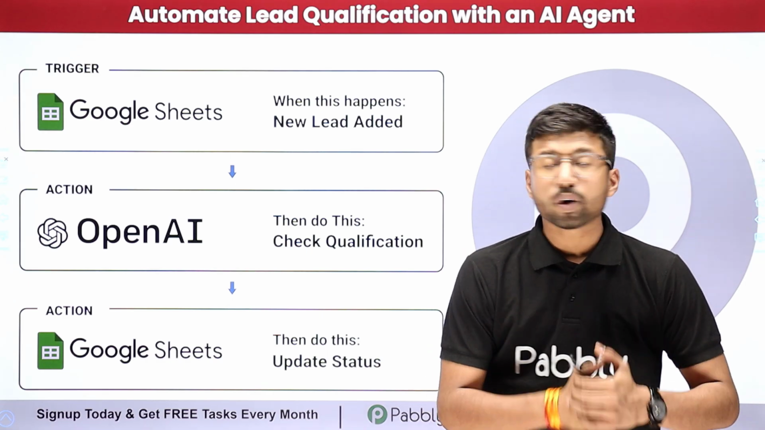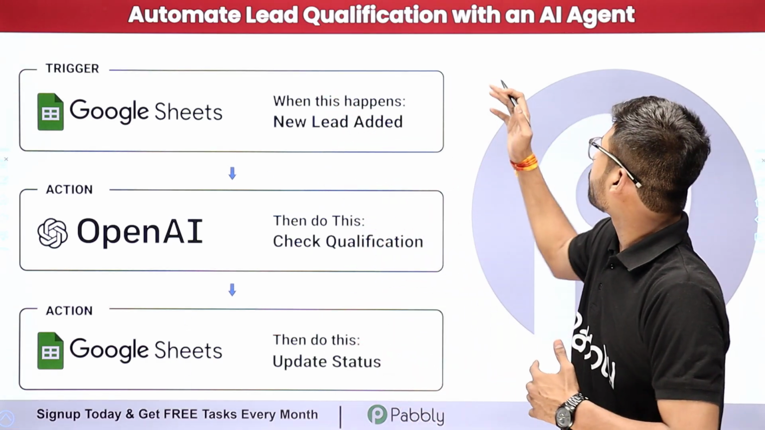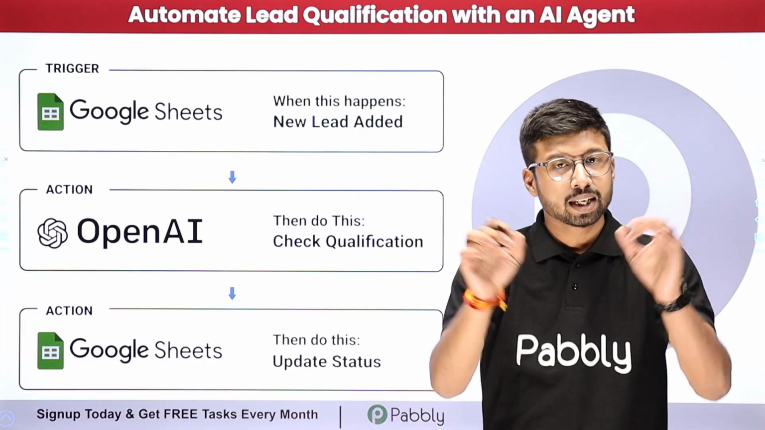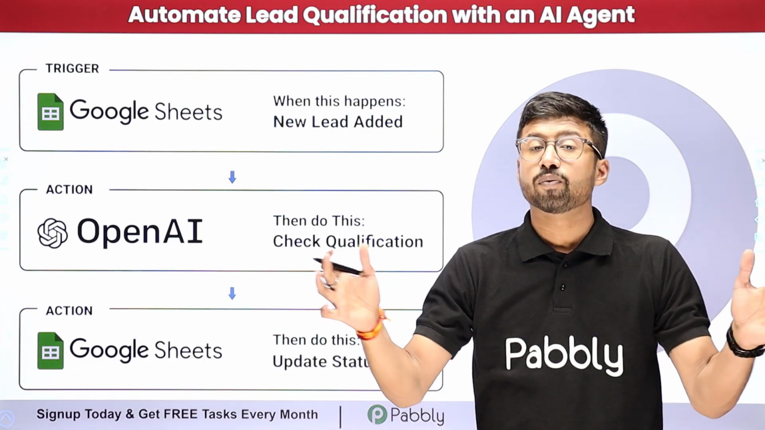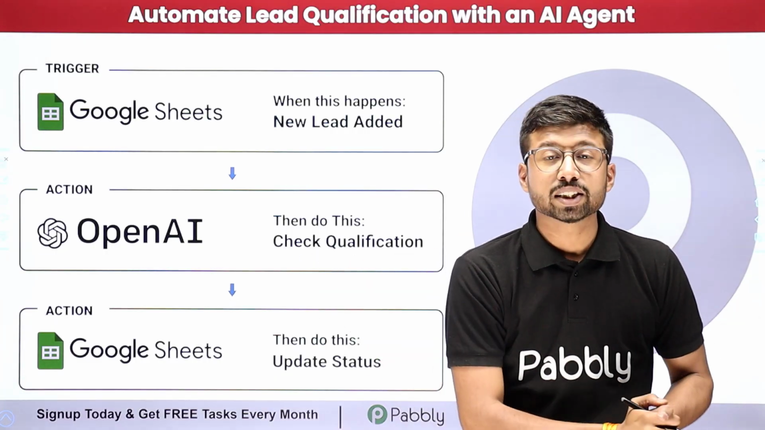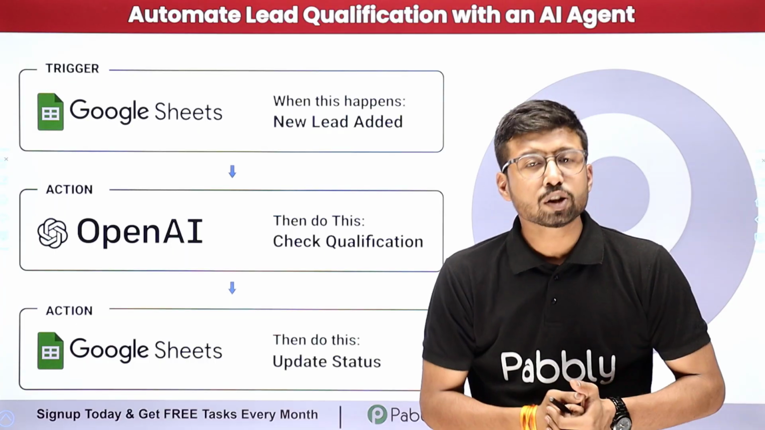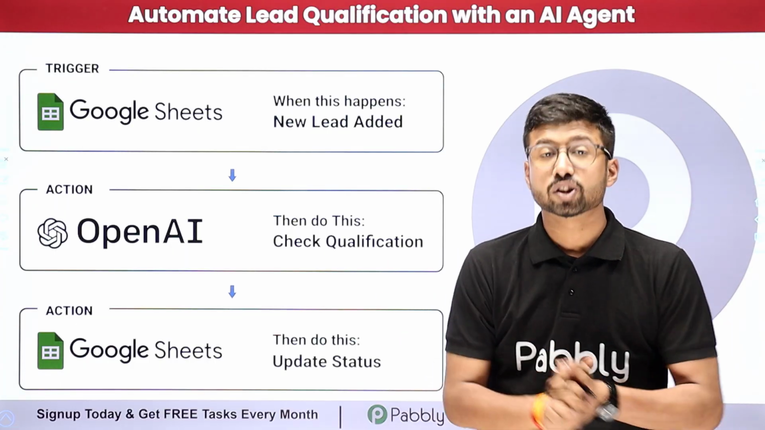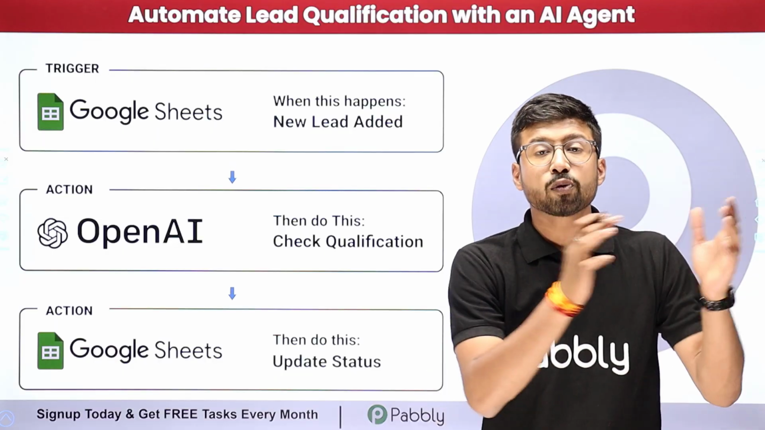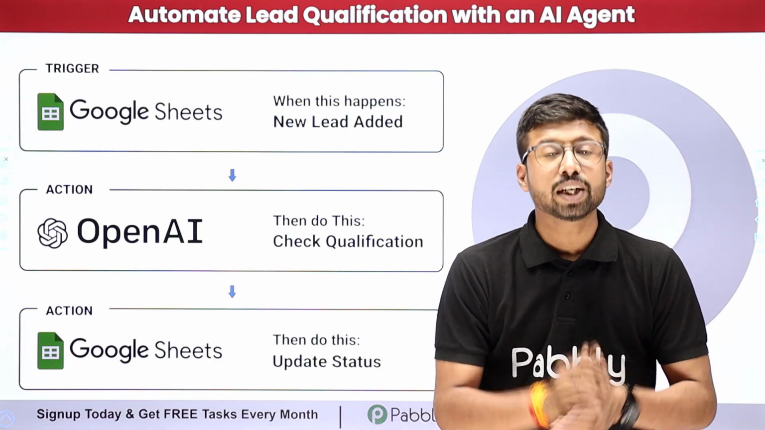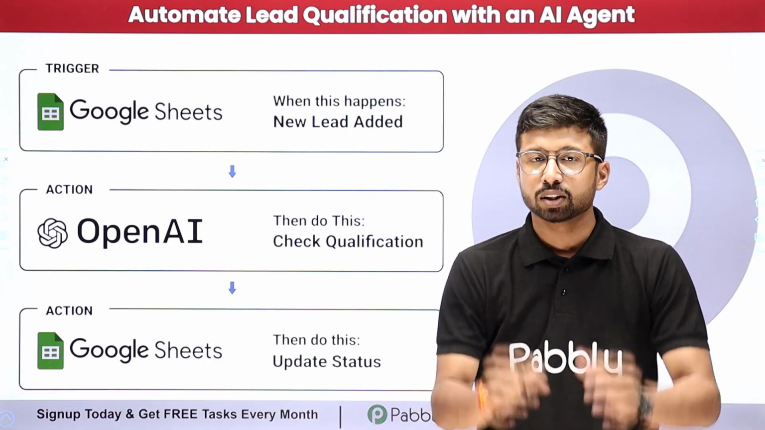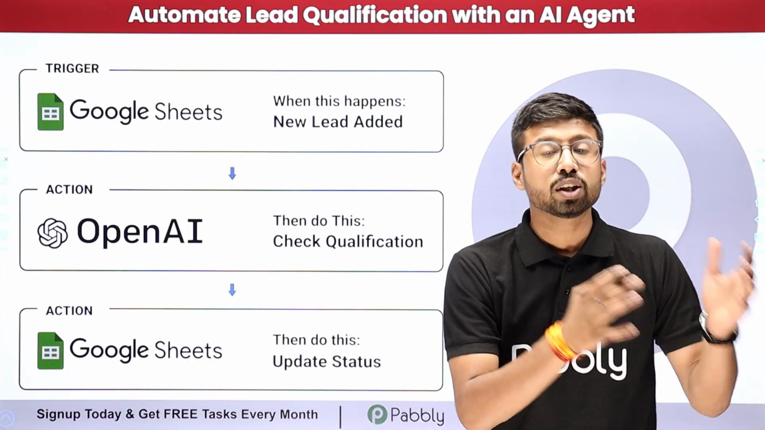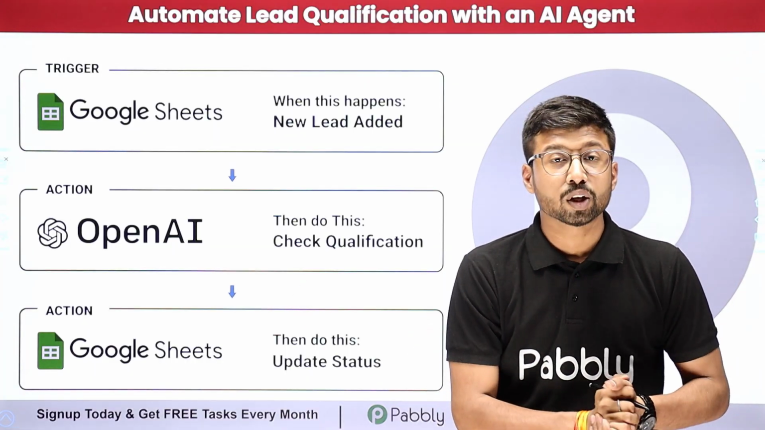So in this video, we are going to learn how to automate lead qualification with an AI agent. Let's say you're getting some new leads from various sources and you're adding these leads in your Google spreadsheet. Now you have a specific criteria for lead qualification as well, but the manual process of checking or qualifying each and every lead is a very tedious and repetitive task. So we can create an AI agent which will automate this process of lead qualification.